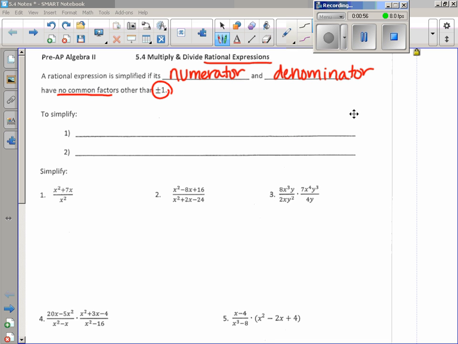So the steps to simplify, very first thing that you're going to do is you are going to factor the numerator and denominator.